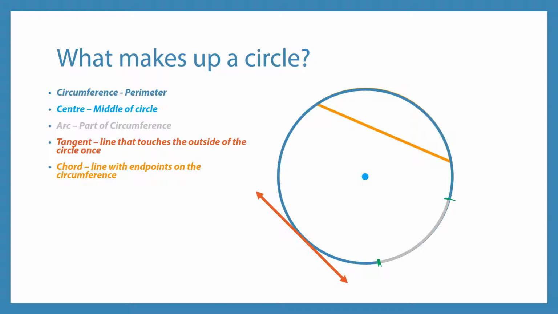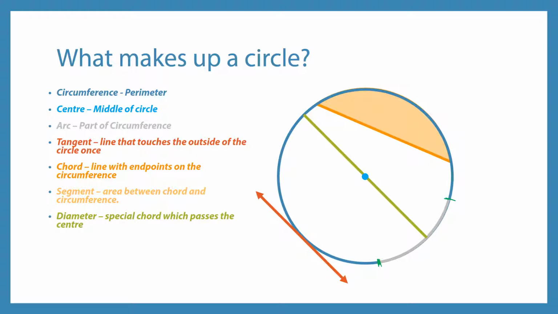Next is a chord. So a chord is going to be a line which goes from one point on the circumference to another point on the circumference. So it's like a tangent, but it's now inside the circle and it doesn't go outside of it. Now it has to touch twice. The segment is going to be the area or the space that's between our chord and our circumference. So a chord is looking at a line, but segment is going to be that whole area.